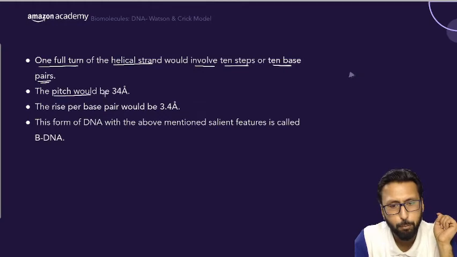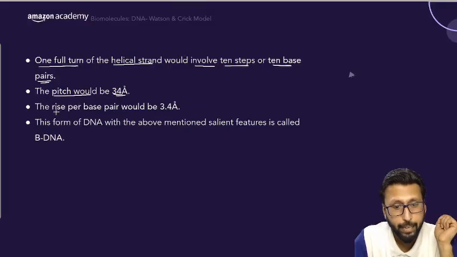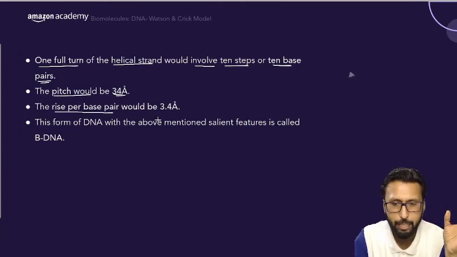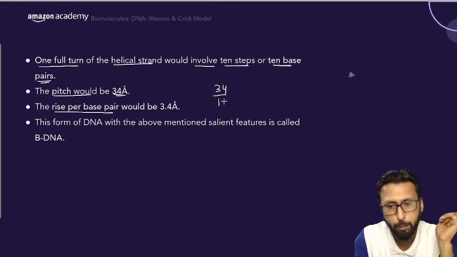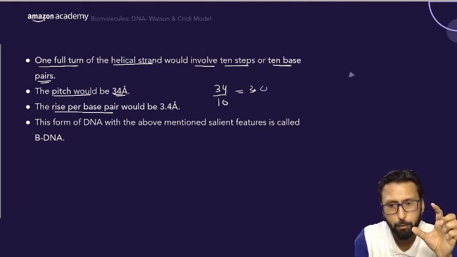The pitch would be 34 Angstrom. Again, this one pitch or one spiral would be 34 Angstrom. So the rise per base pair, now they are talking about the distance. We have seen the angle, now they are talking about the distance. It will be 34 by 10 because we have 10 base pairs within one pitch, and the length of one pitch will be 34 Angstrom. So divided by 10, it becomes 3.4 Angstrom.